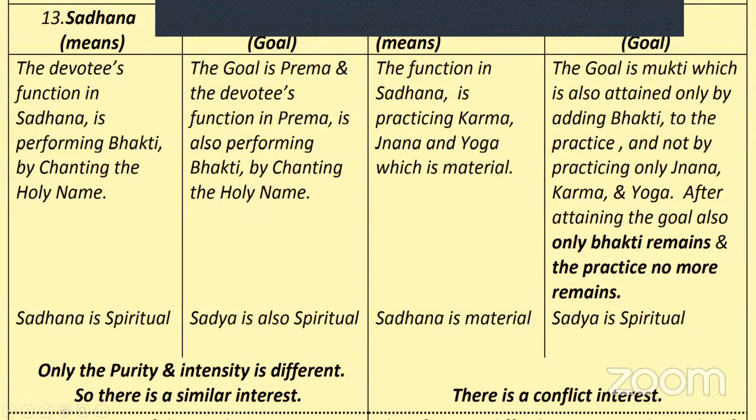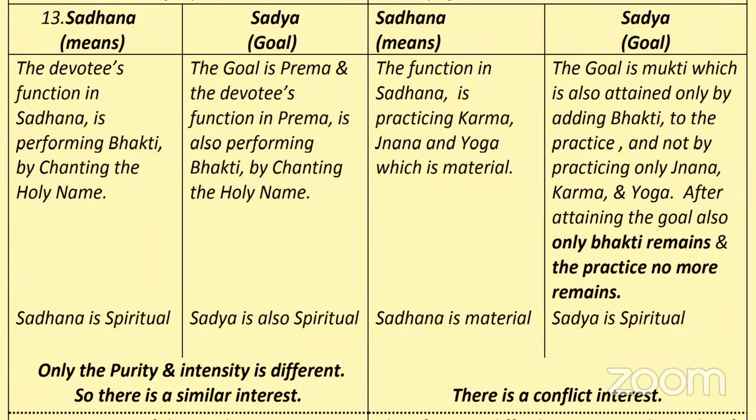Okay. So now we have sadhana and sadhya, and sadhana and sadhya. The first two columns, sadhana and sadhya, are for bhakti yoga. Then the next two columns, sadhana and sadhya, are for karma yoga, jnana yoga, ashtanga yoga, all other processes.